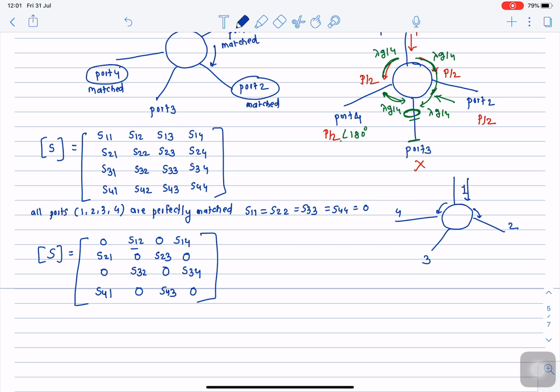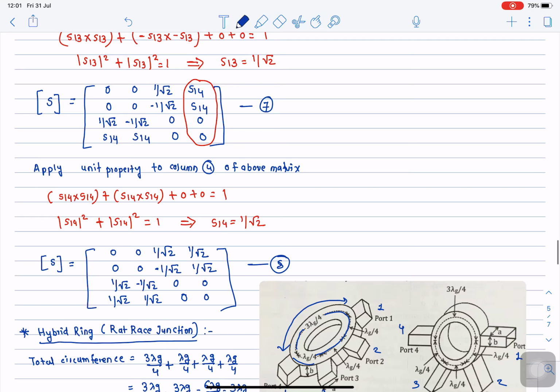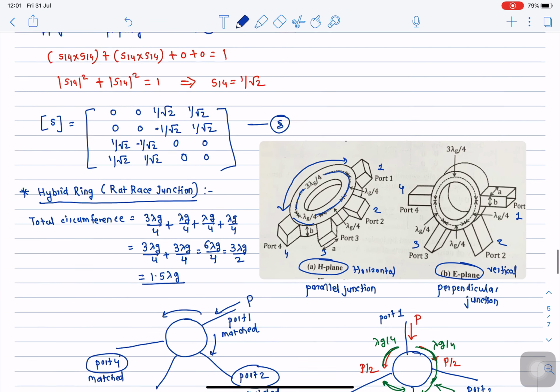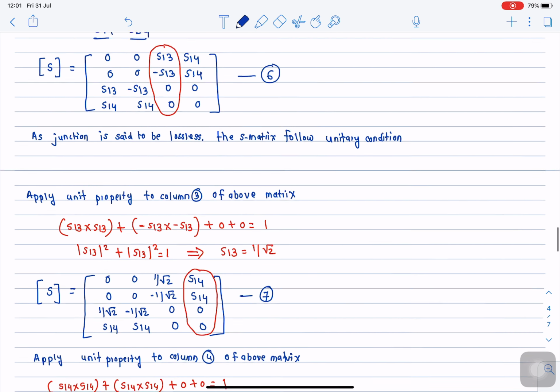Okay, so we started with the 3-port devices, and then we saw the two different 3-port devices, E plane T and H plane T, and then later on we combined them together and saw the working of the magic T or the hybrid junction, as we say. And finally the alternative to the magic T, a simplified model, that is the hybrid ring. So with this lecture we will stop over here.